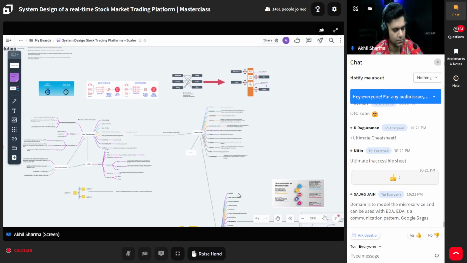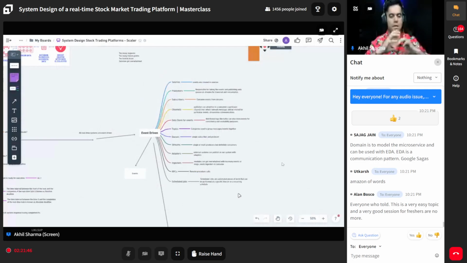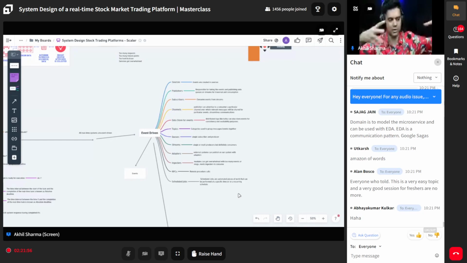So this is the big connection here, that all real-time systems are event-driven. Now for an event-driven system, we've already understood that events are like messages that appear in the system. And then let's say one service wants to talk to another service, they talk using events rather than making requests and responses to each other, right? We'll look at that in a little more detail in a while, but that's all you want to understand for now.